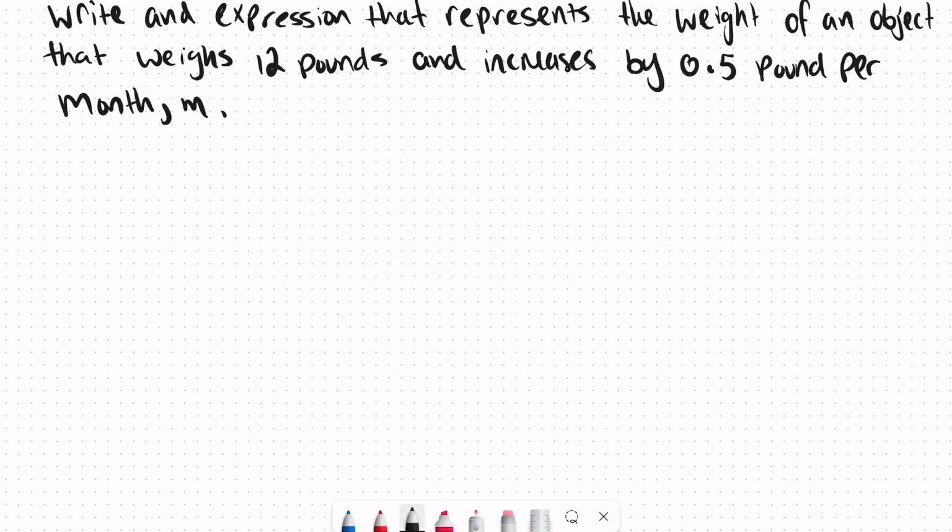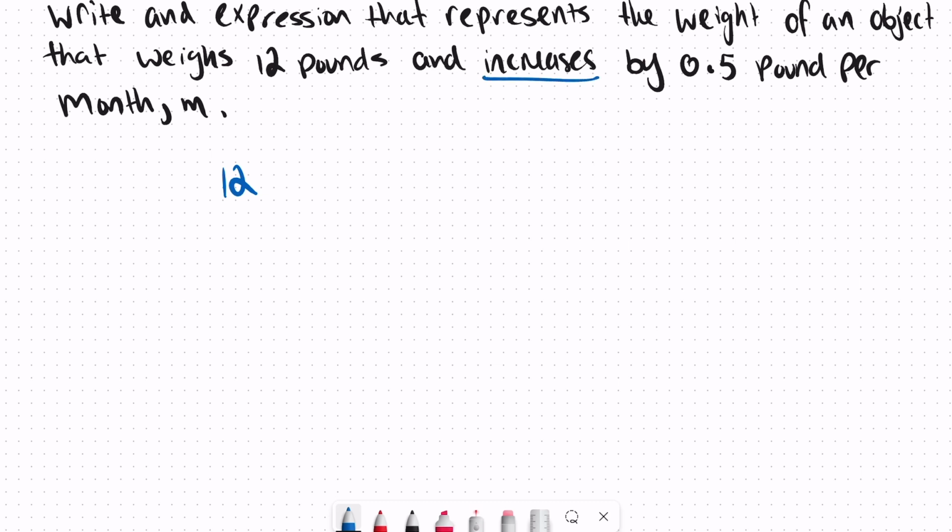All right, so here we're just going to have to translate the English into mathematics. So let's go ahead and read it. Write an expression that represents the weight of an object that weighs 12 pounds and increases by 0.5 pound per month. So initially, the weight of the object here is 12 pounds. So let's go ahead and write that down. The initial weight is 12 pounds, and it's increasing by 0.5 pounds every month.